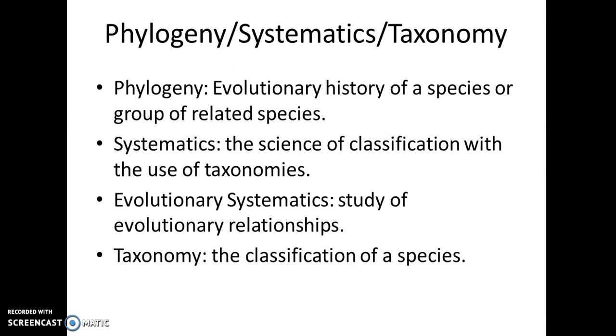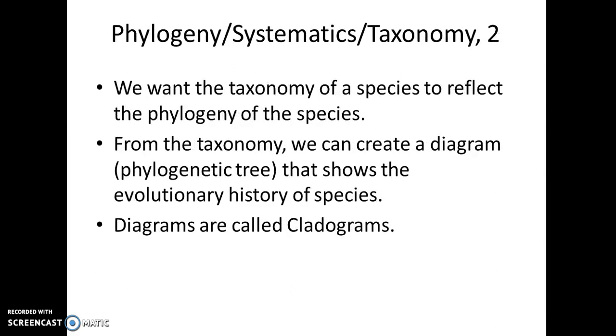We're going to talk about phylogeny, systematics, as well as the taxonomy of those organisms every single time we classify one of them. We want the taxonomy of a species to reflect the phylogeny of the species. And from the taxonomy, we can create a diagram, a phylogenetic tree, that shows the evolutionary history of a species. Those diagrams are also called cladograms.